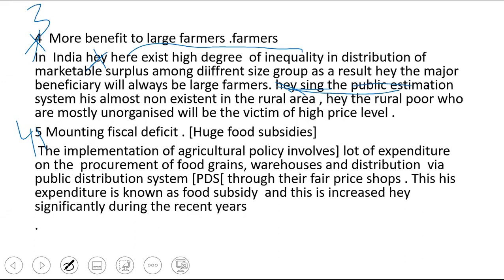The public distribution है पूरा wrong है. PDS. Public distribution system, okay, is almost non-existent in the rural area. Hence, rural people who are mostly unorganized will be the victim of high price level.